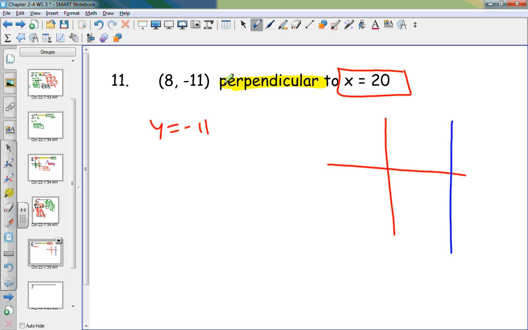So I have to be 8 down to 11, so I'm going to be right here. And that is going to be taking the y value and setting it equal to y equals negative 11. Another freebie. Do we see that? Yay or nay? Good.